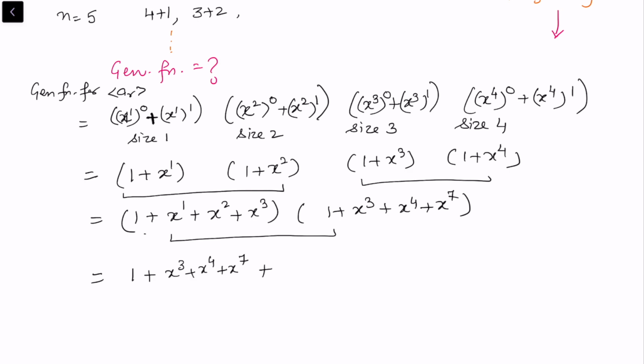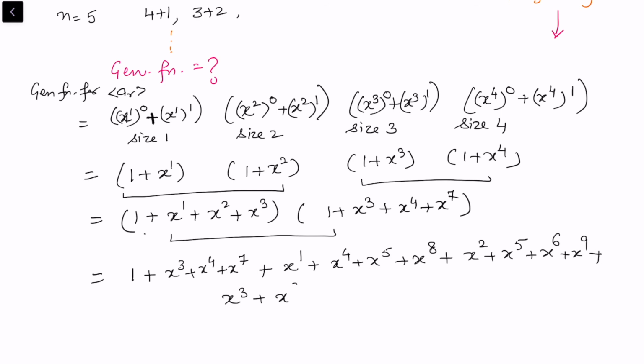So when I multiply 1 with the second parenthesis, and then if I multiply x to the power 1 with the next parenthesis, this is how I will get the terms. And then when I multiply x square, then we get x to the power 5, x to the power 6 plus x to the power 9. And if I just multiply the last term, we get x to the power 6, x to the power 7 and x to the power 10. That is the sequence.